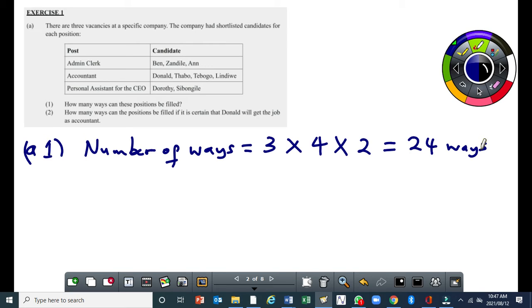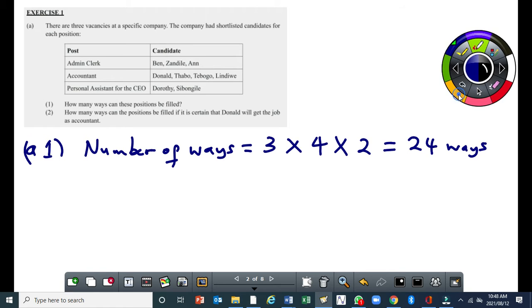Alright? So this is straightforward. Then number 2 says, how many ways can the positions be filled if it is certain that Donald will get the job as an accountant? Now be aware that that 24 there means that any of those candidates might fill, let's say if Ben had applied for an admin clerk position, probably they might have the credentials that will qualify to be an accountant or a PA. So this 24 here is taking into account that. But number 2 now has got a restriction.